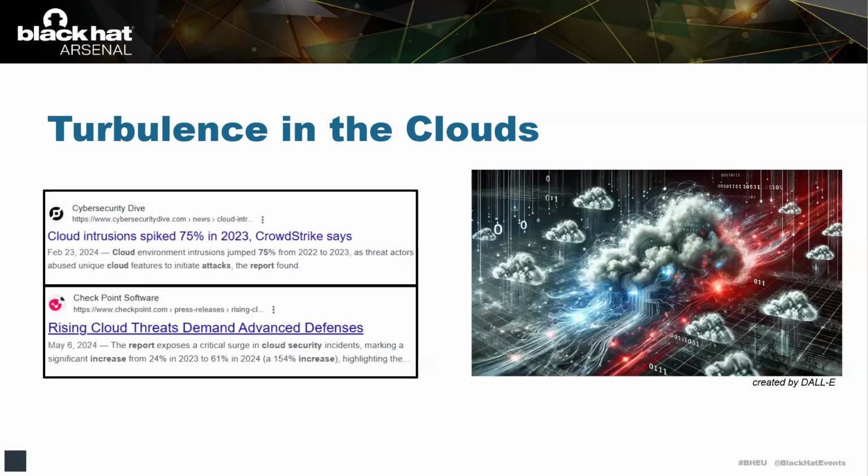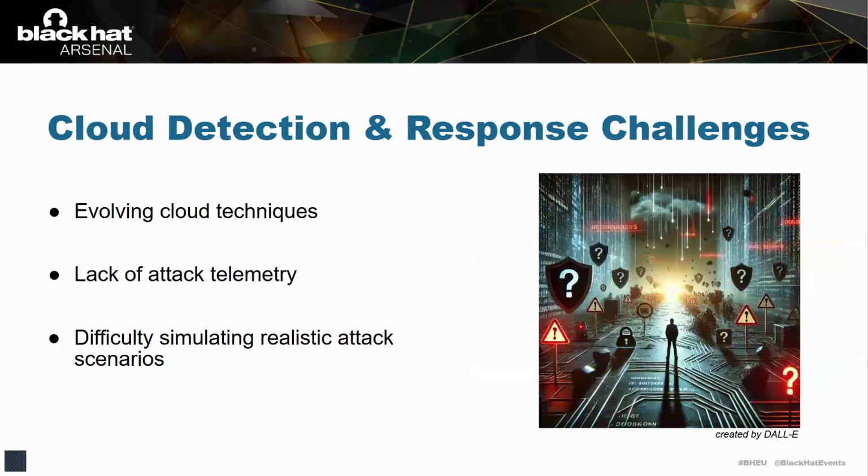And the cloud is becoming more turbulent. If we see reports from Checkpoint or CrowdStrike, they've seen a spike in attacks, up to 75% in 2023 compared to 2022. So this is a call for action for defenders, right? We need to deploy the proper detection and response programs for our cloud environments to avoid these types of attacks. And that comes with many challenges. I'll mention a few real quick.